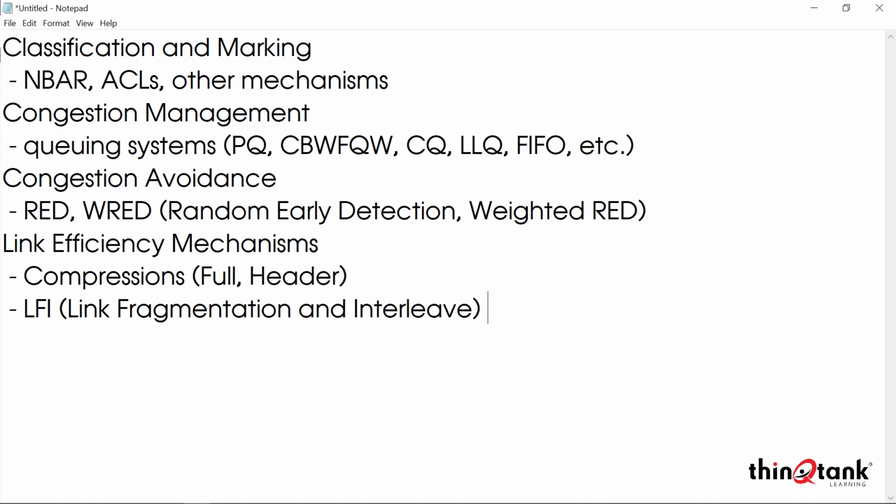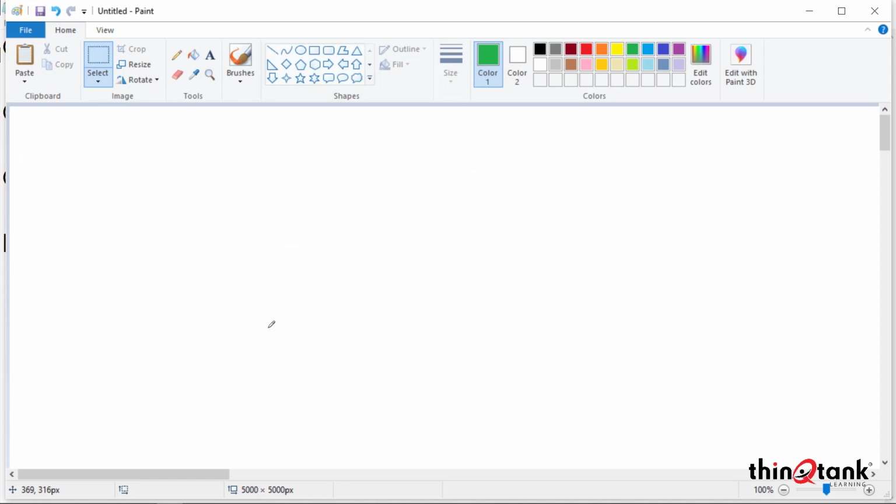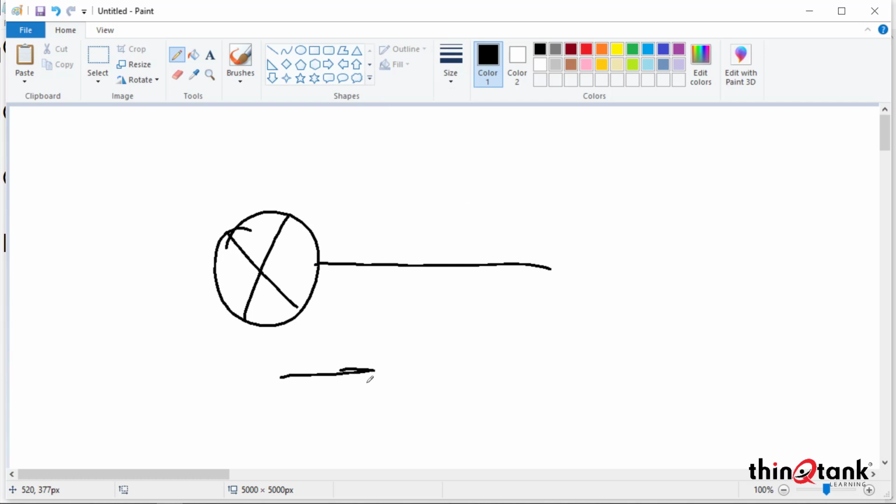All right. Now, the idea with this is that you've got flows of information that are passing through an interface, and that interface only has a specific amount of bandwidth, right? And so we've got this router here, and we've got this interface. We need to send data through that interface. Well, that interface only has a certain amount of bandwidth.